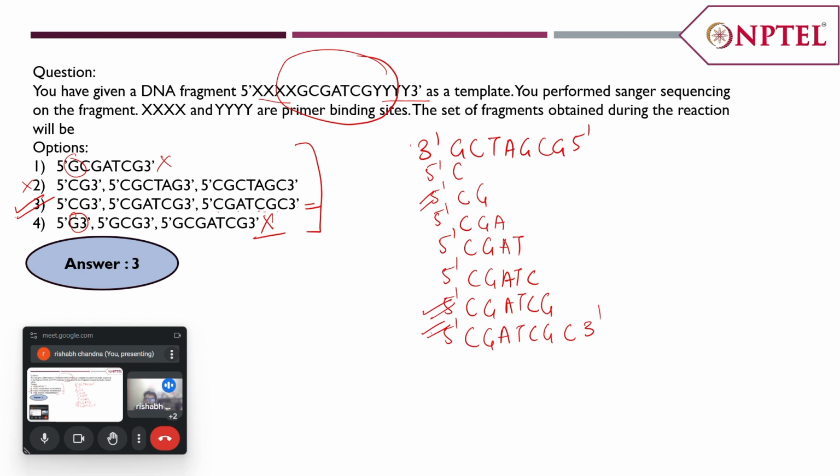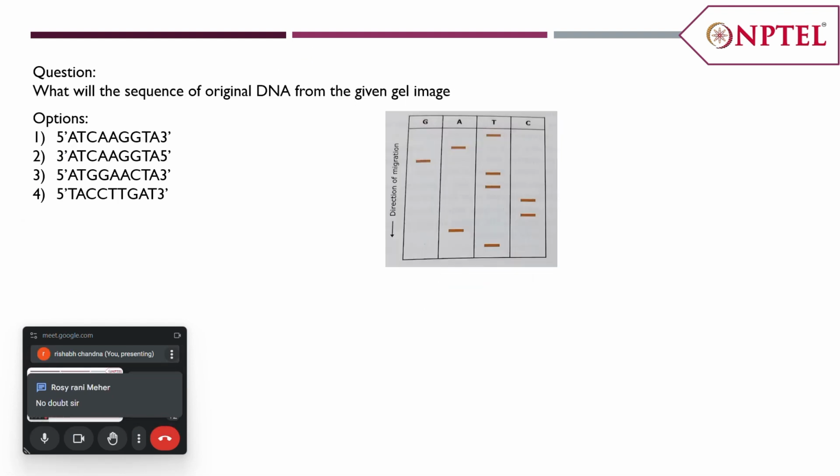So any doubts in this question? Okay. So let's move on to the next question. So here is another analysis based question. What will be the sequence of the original DNA from the given DNA gel? So here the gel is given from the Sanger sequencing. You have to deduce the DNA sequence of the original DNA. What can be the correct answer?